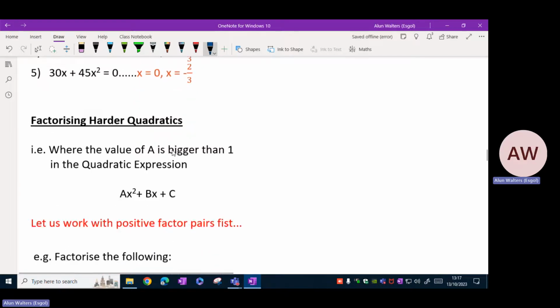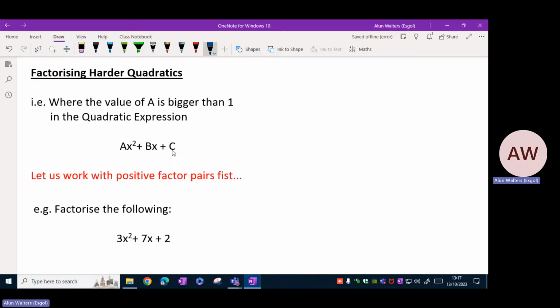We're now going to look at factorising harder quadratics. Last lesson, every quadratic I factorised had this a value equal to 1. We never even showed the value of a. What we're going to do now is work with factorising where this value of a is greater than 1.